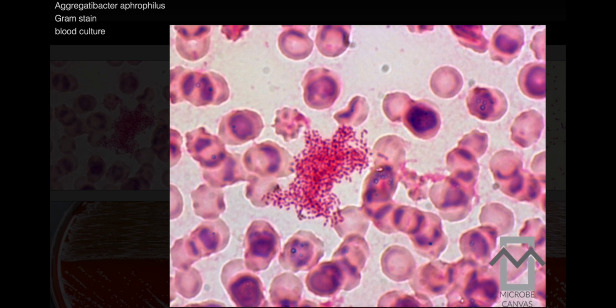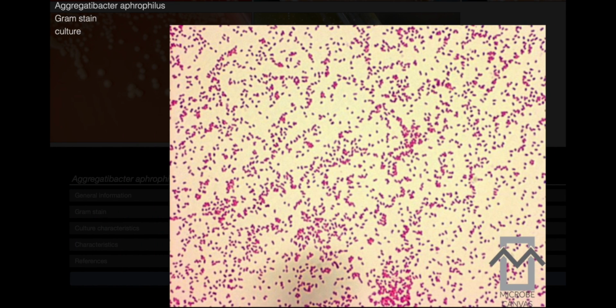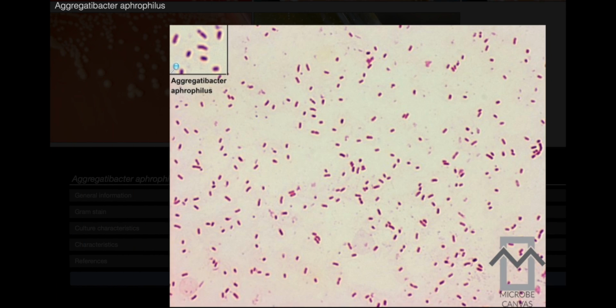These infections are often triggered by dental procedures that disrupt the oral mucosal barrier, leading to a transient bacteremia where Aggregatibacter aphrophilus enters the bloodstream.